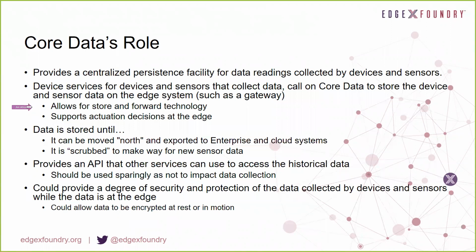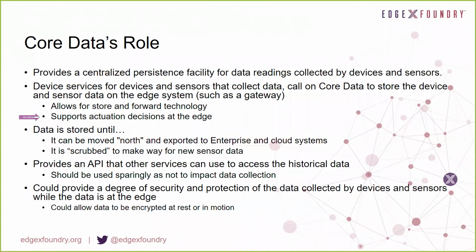It also allows us, as I mentioned, to provide for actuation back down. If the temperature is 72 degrees, then turn on the heat. If it's 80 degrees, turn on the air conditioning. The only way we're able to do that is to have a mechanism that knows what that temperature is and can provide it to those intelligence systems, those analytic systems at the edge, to act on.